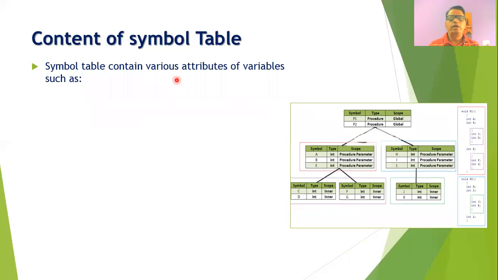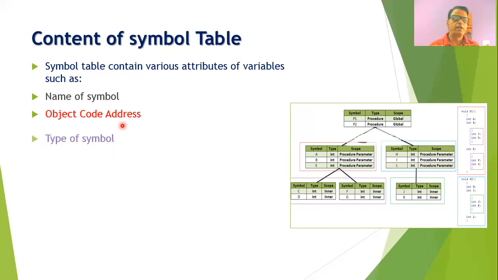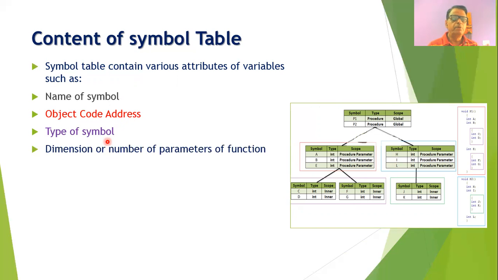Symbol table will contain the various attributes of the variables. Say for example, a symbol table will contain the name of the symbol. The symbol table will contain its object code address or memory address. The symbol table will contain the type of the symbol, what is its data type. The symbol table will contain the dimension or the number of parameters of the function. So if it is an array variable, then the number of dimensions will also be stored in the symbol table.